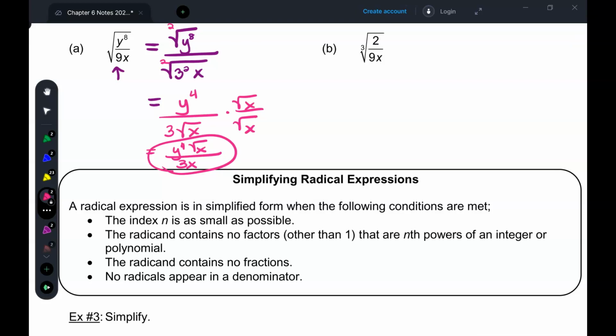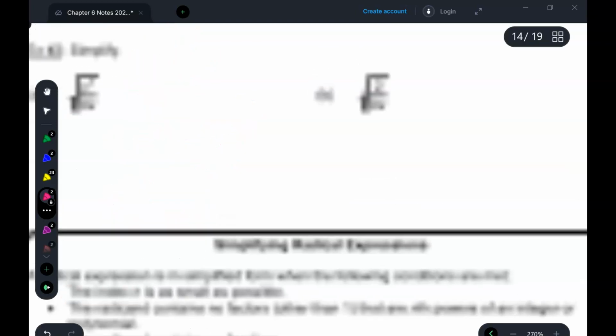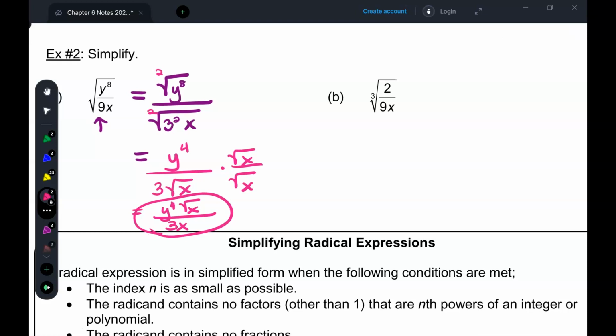I know out of all the lessons in this chapter, I think this is the most difficult one, which means the ones after this will be easier. Okay, the square roots cancel out. Yeah, the square roots cancel out.